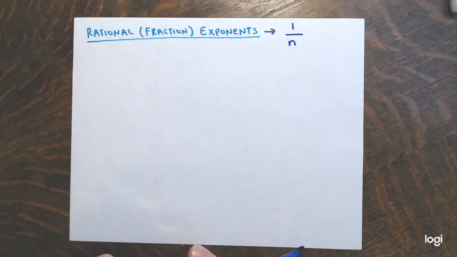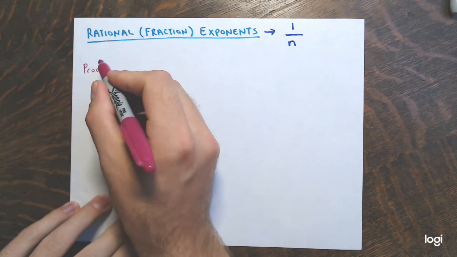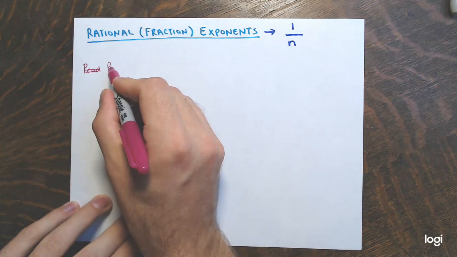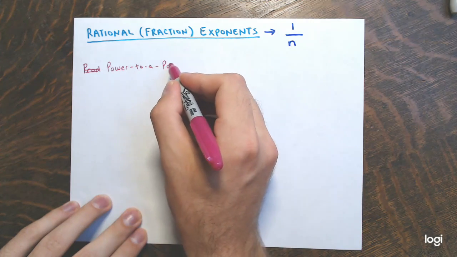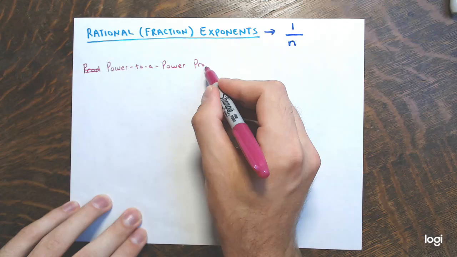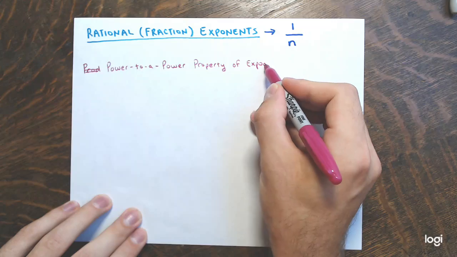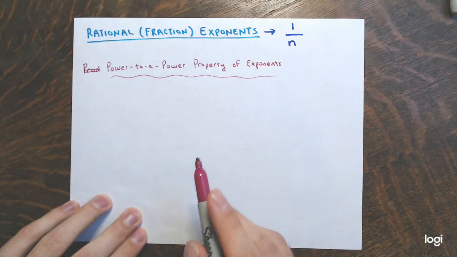All right. So in order to talk about rational exponents, we need to remember one little property of exponents, and that's the product property, or I guess you could call it the power to a power property of exponents. And that was the following.